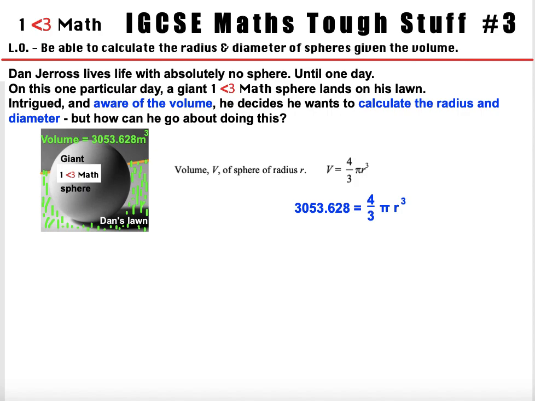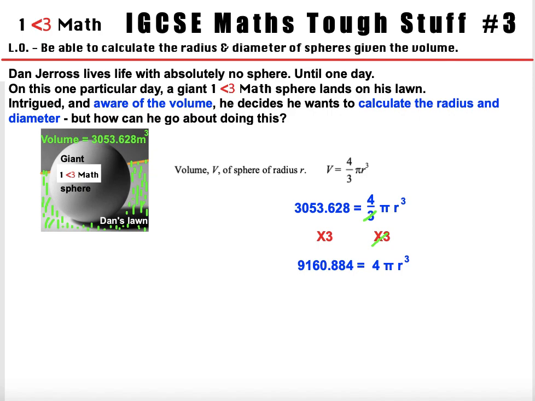So first of all, I'm going to get rid of my denominator, the divide by 3, by timesing both sides by 3. So very carefully, I do that, and I've got 9,160.884 equals 4 pi r cubed. So we've got rid of the denominator of 3 by timesing both sides by 3. So that's our first move, and we can cross out the denominator of 3 if we wish, just to show that that's now gone.